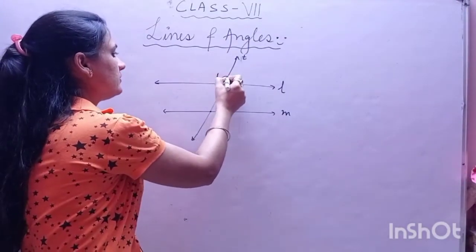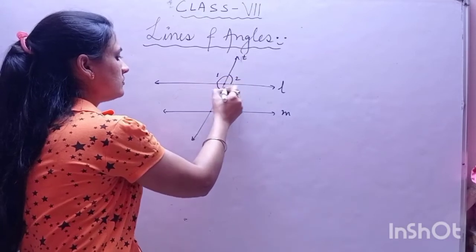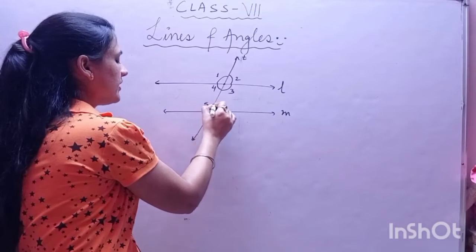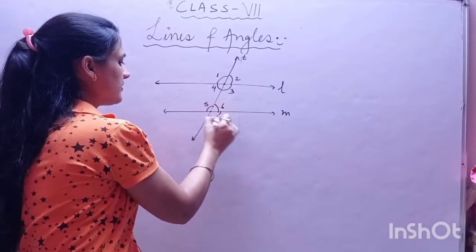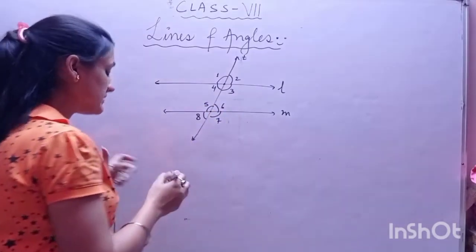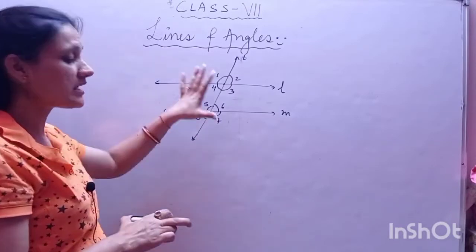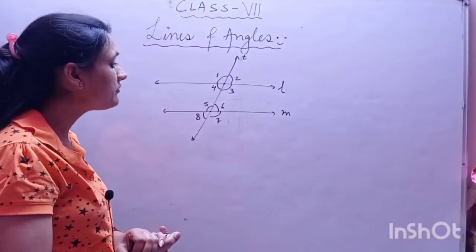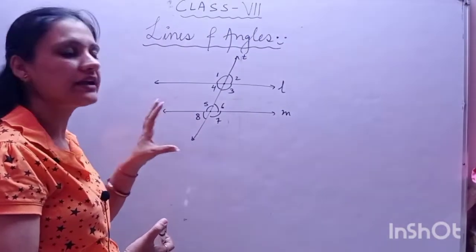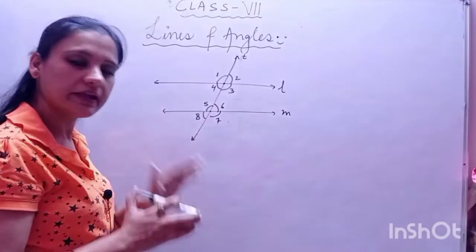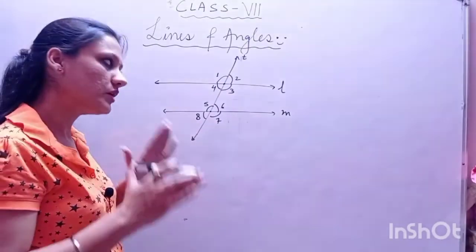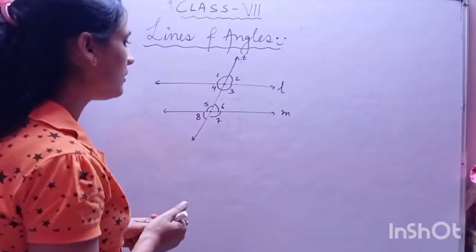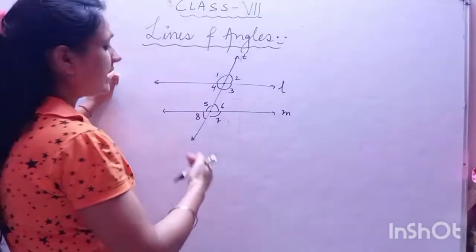This is 1, 2, 3, 4, 5, 6, 7, 8. So you can see that there are 8 angles in the given figure, right? And how can we find them? First, you should understand the names of these angles. Really very important concept, so kindly pay attention and listen very carefully. Now, let us understand the names.